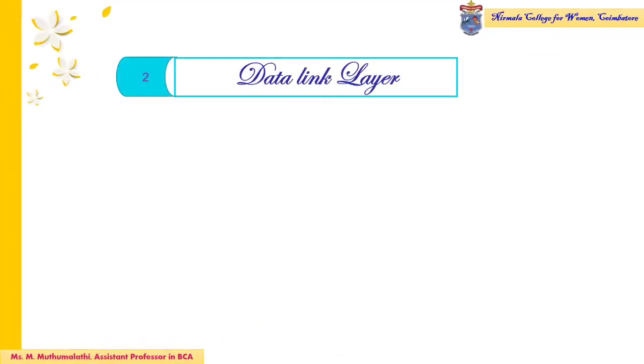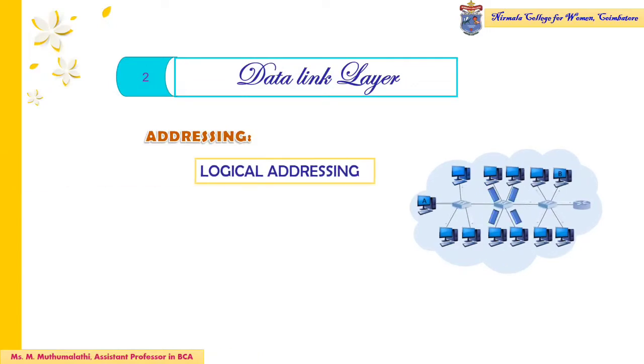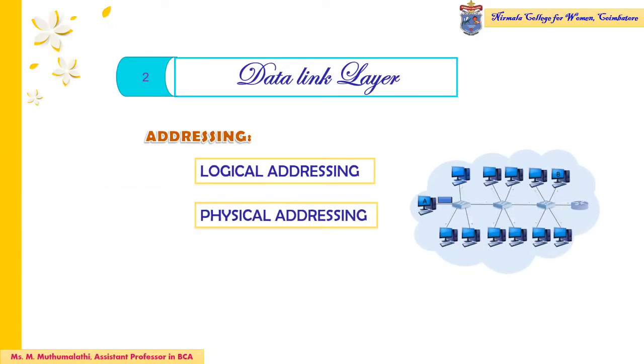Data link layer. The data link layer receives the data from the network layer, and the network layer has IP addresses for sender and receiver. Here addressing has two types, that is logical addressing and physical addressing. Logical addressing is done in the network layer and physical addressing is done in the data link layer. Physical layer bits are put into a logical sequence called frames. In the data link layer, data are called frames.